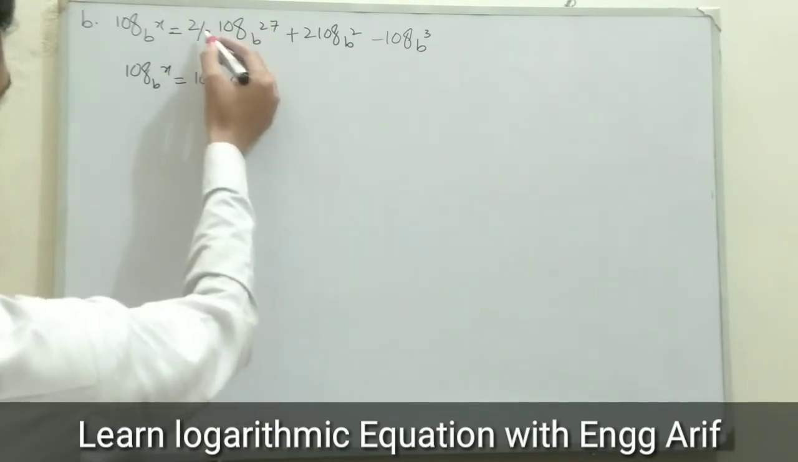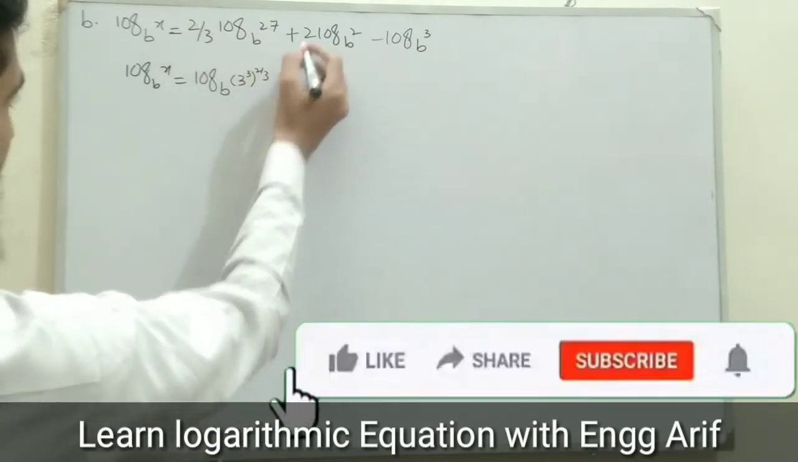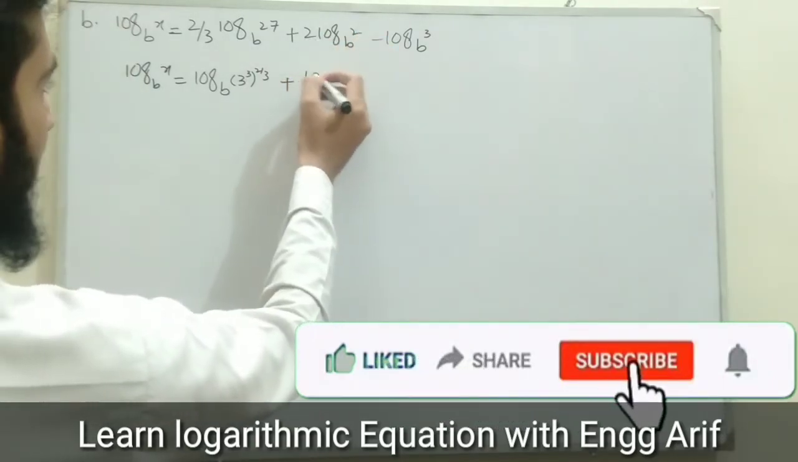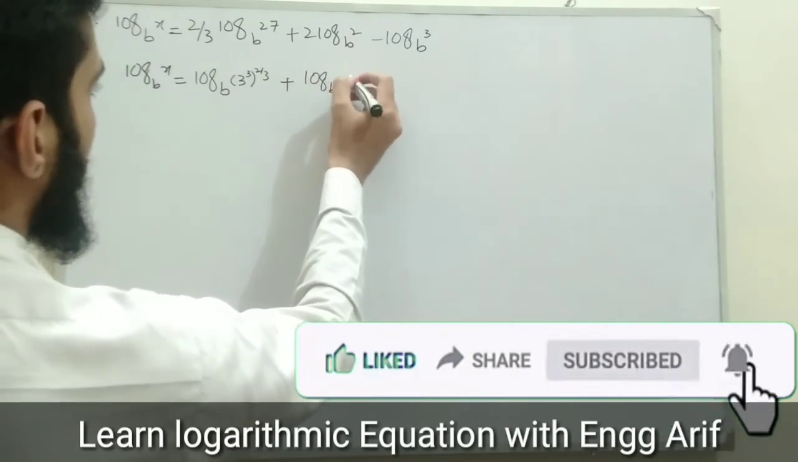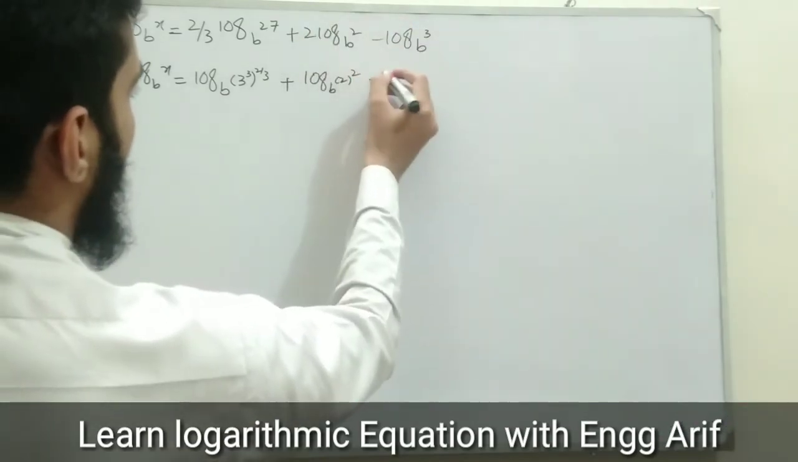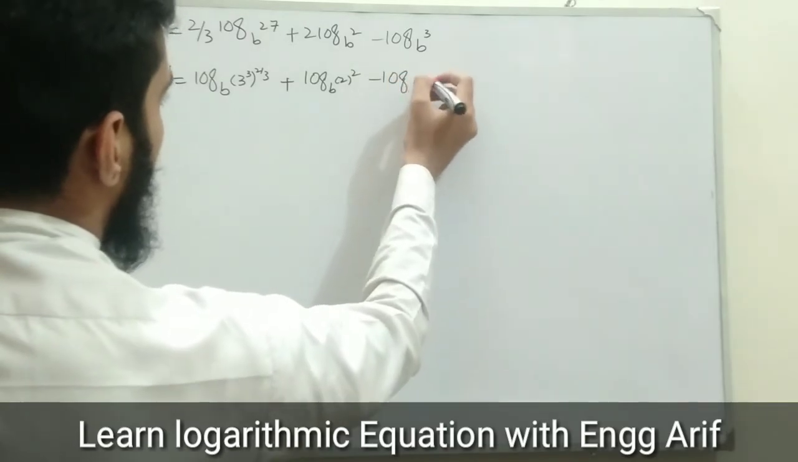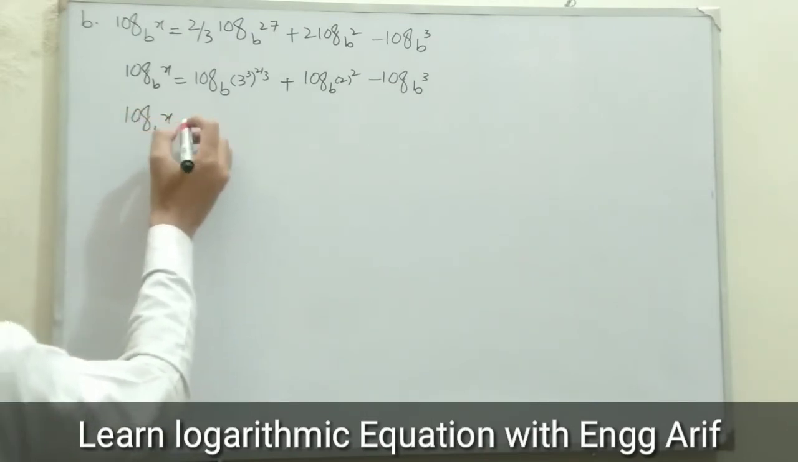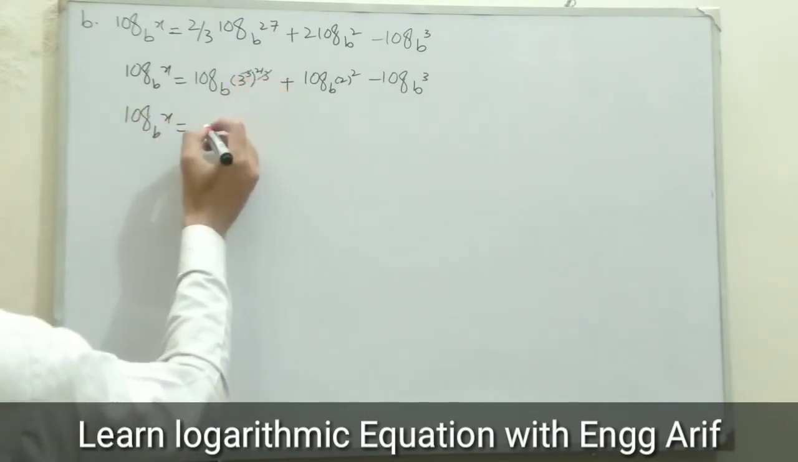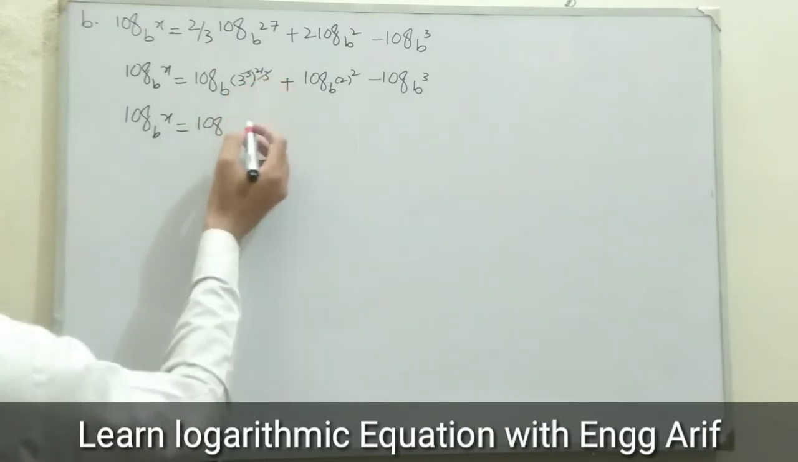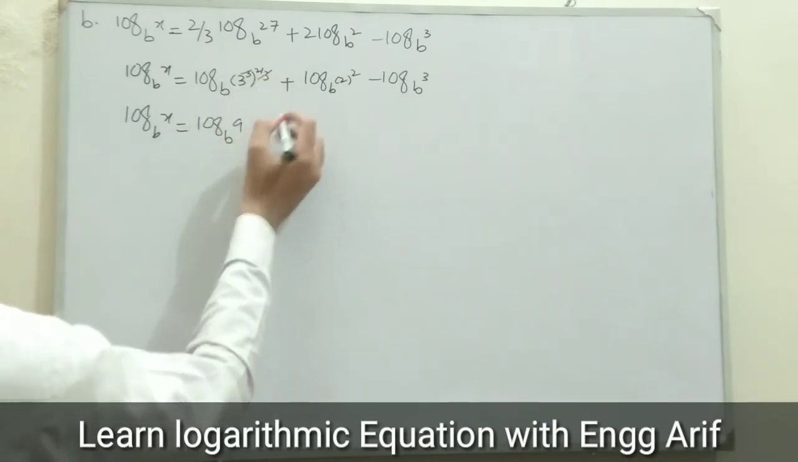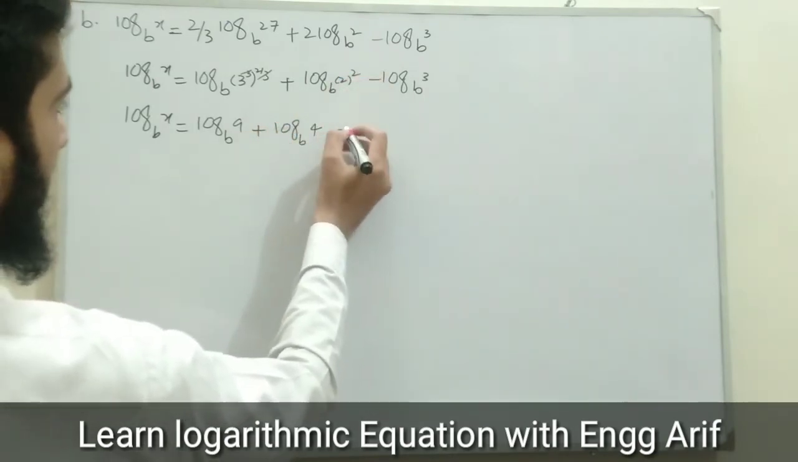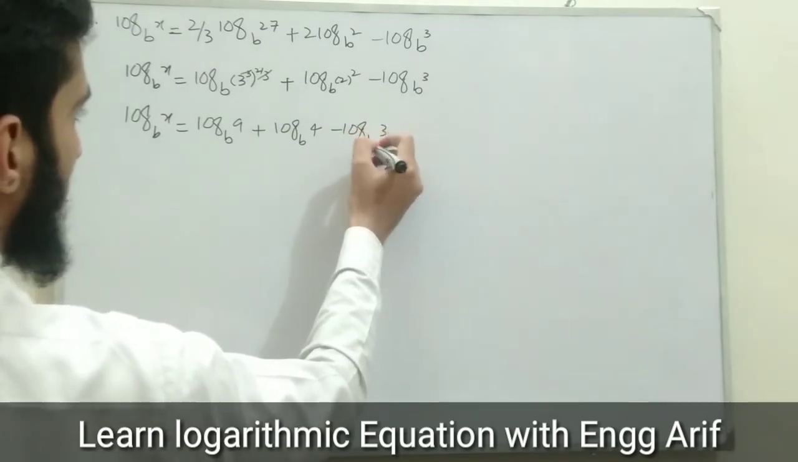And here 2 by 3 will go to the power. Plus, using the same formula, this 2 will go to the power of this 2. So log of base b, power is 2, and this 2 will come to the power, minus log of b and the power is 3. After this, log of x to the base b will be equal to, this 3 will cancel out with 3, we are left with log of 3 power 2 gives us 9, log of 9 to the base b plus log of 2 power 2 gives us 4, so log of 4 to the base b minus log of 3 to the base b.